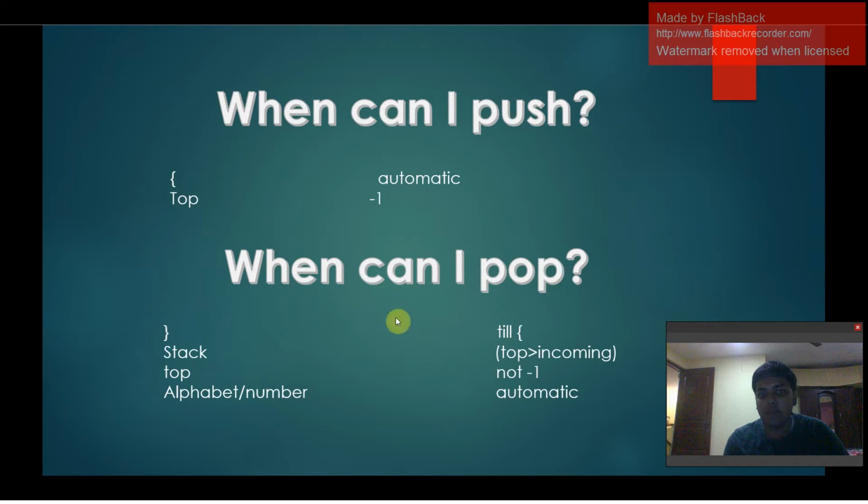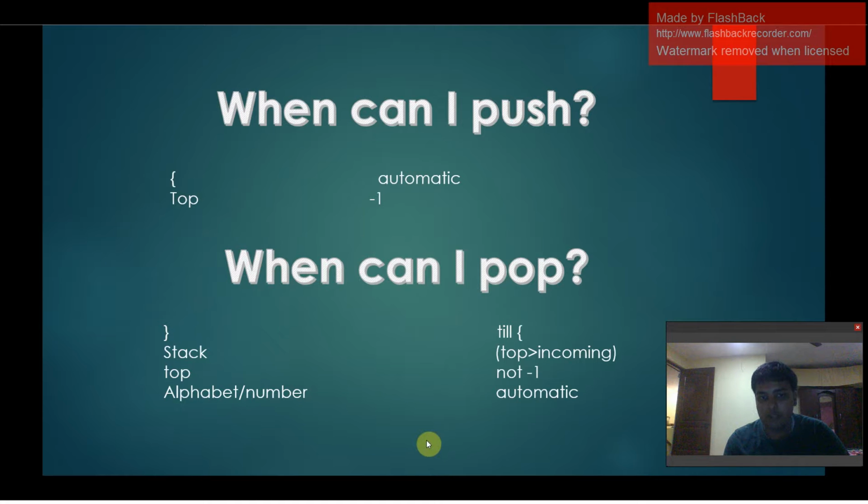Then when can I pop? That also has some conditions. When it is a closing bracket, you pop until the matching bracket comes. Then regarding priority, the stack top value, what is on the top of the stack, should be greater than the incoming value. And the top should not be -1, because top -1 means it is empty; top not -1 means it is not empty. Alphabets and numbers are automatically taken. These are some basic logics.